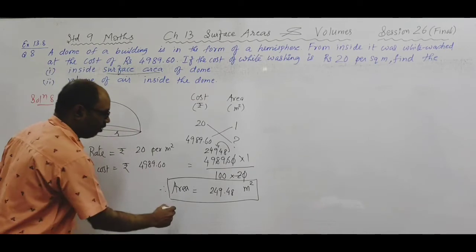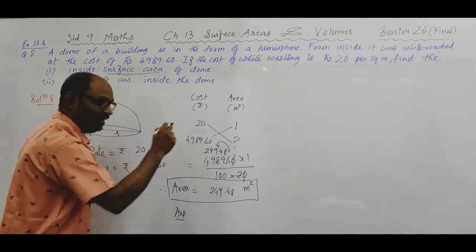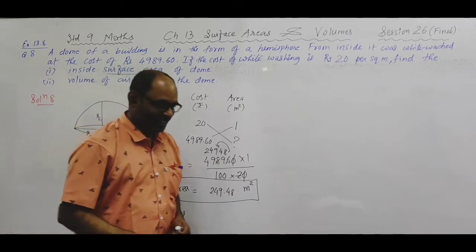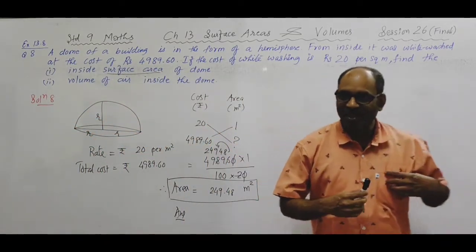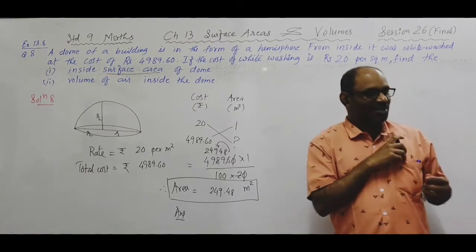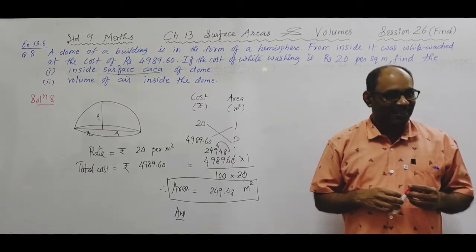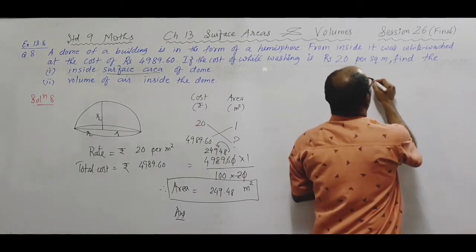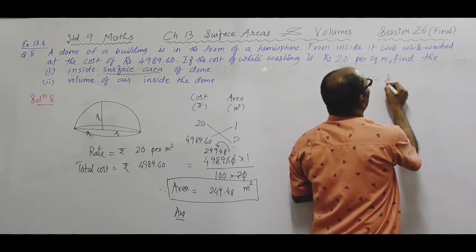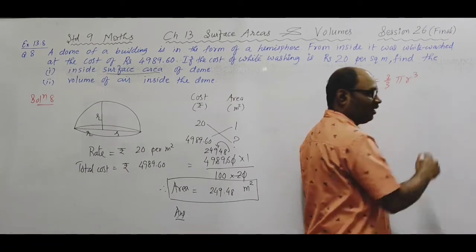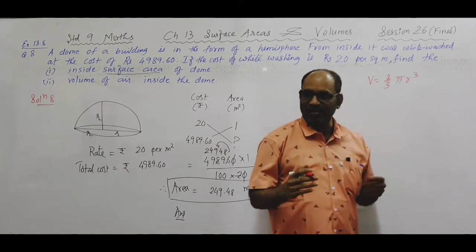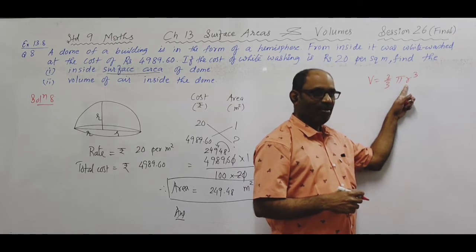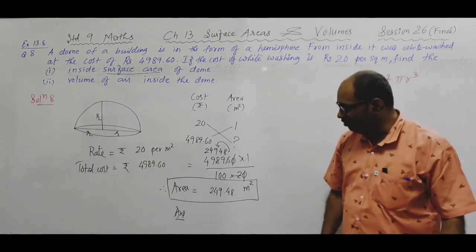What is the surface area of the dome? So you may write that answer: the surface area of the dome is 249.48 meters square. Did you understand? Yes. What is the next target? The volume of air inside the dome. What is the formula for the volume of a hemisphere? 2/3 pi r cube. So what do you require? The radius. We don't have it.